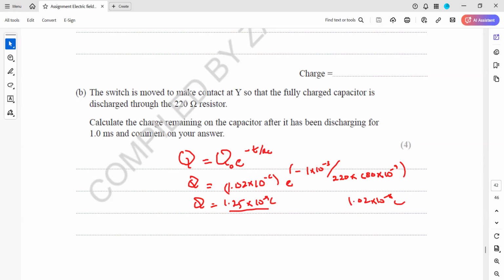So we can simply say that a very small percentage of the charge is remaining on the capacitor. We can work out what percentage of the charge is left. This is the charge which will be on the capacitor after 1 millisecond. So we find the percentage of the charge which remains on the capacitor: 1.25 times 10 to the power minus 9 divided by 1.02 times 10 to the power minus 6, times 100. That will give us what percentage of the charge is left on the capacitor.